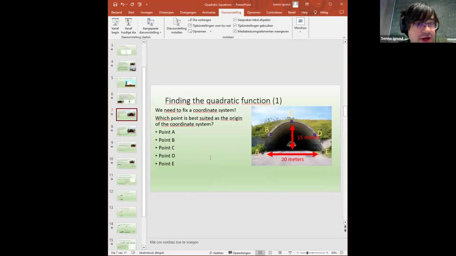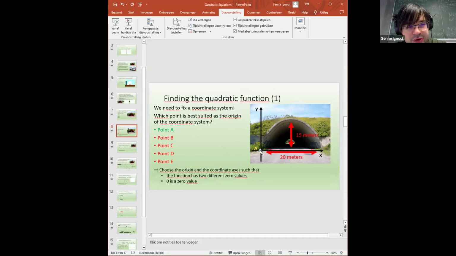Then I want to ask the students a question. We need to fix a coordinate system. That's the first step. So which of these points would be best suited to take as the origin of the coordinate system? A, B, C, D, or E. And then I will let them send in their answer using the chat. So using the chat, they can just send A, B, C, D, or E.